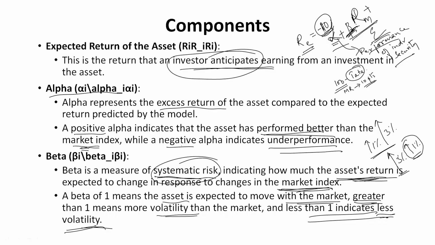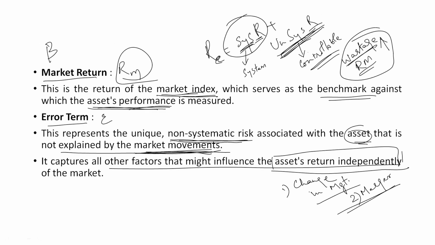So till this point we have considered the systematic risk part, and the unsystematic risk part is explained in the epsilon or error. So this is nothing but the non-systematic risk of the asset which is not explained in market movements. The example of this is something like change in management of a company. Okay, so this is associated with an individual company, right? It has nothing to do with the overall market.